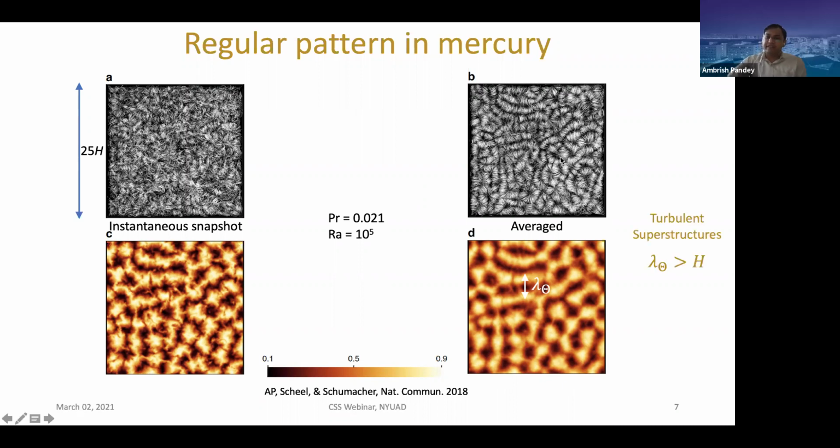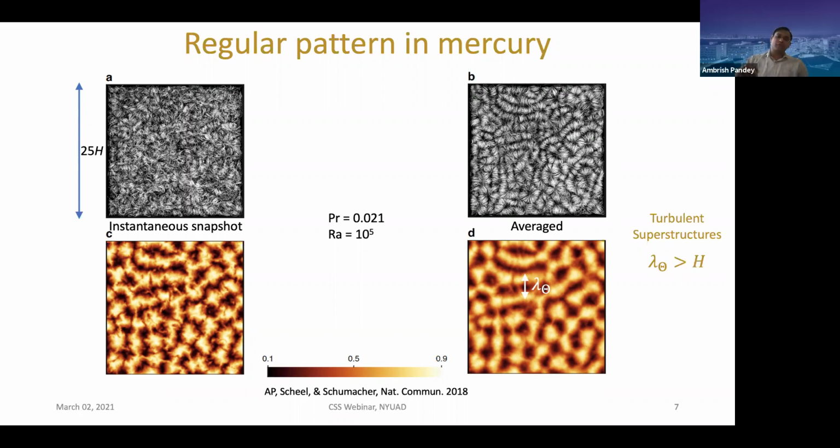We find that the characteristic length scale of this pattern, which is basically the width of a pair of rolls, is larger than the height or thickness of the fluid convection layer. That's why we term these regular patterns turbulent superstructures, because they are wider than their height.